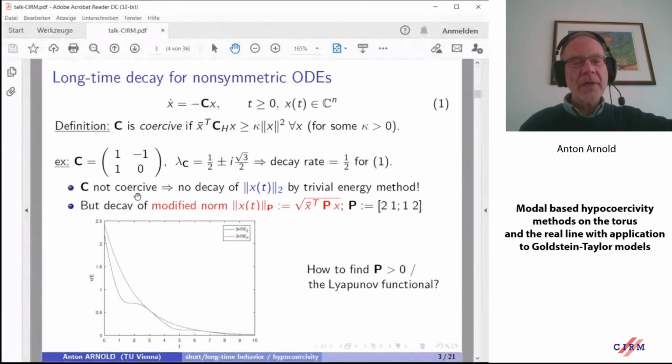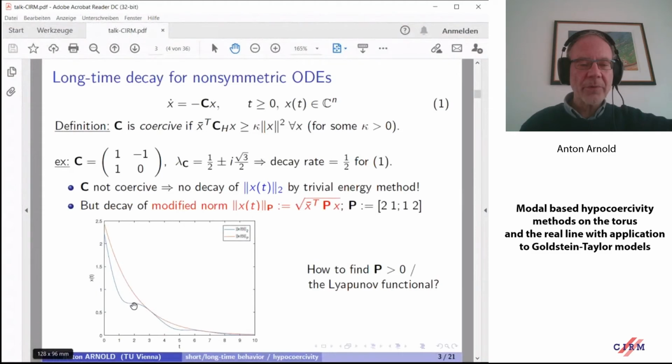If you have such a situation with a non-coercive matrix, you will not be able to extract this exponential decay of a solution by a trivial energy method. I mean, if you multiply your ODE from the left just with the transpose of X. Here in this plot, I plot the norm of the solution X as a function of time, and you see that it goes down in these wiggles.